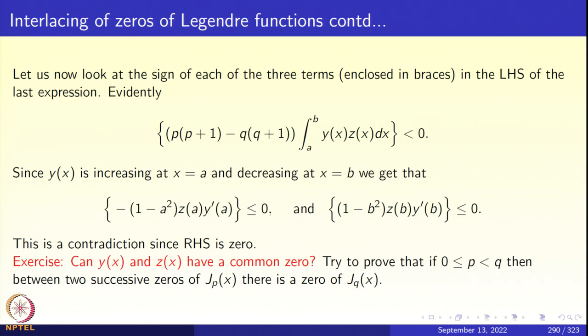Another important exercise: try to prove that if 0 less than or equal to p less than q, then between two successive zeros of J_p(x), there's a zero of J_q(x). Try to prove a similar result for the zeros of the Bessel functions.